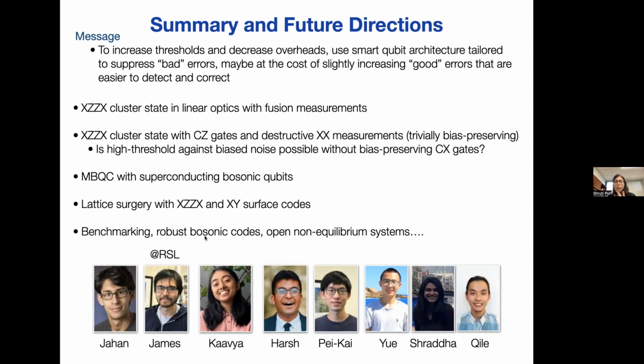We are continuing to work on this, and this is continuing work by Kavya, Jehan, Harsh, and others in the group. You should see a paper out soon on the different scenarios in which you can use these XZZX cluster states and actually take advantage of different types of noise in the system, including bias noise but no bias preserving CNOT gates. And then we're, of course, thinking about using this for measurement-based quantum computing for superconducting bosonic qubits.